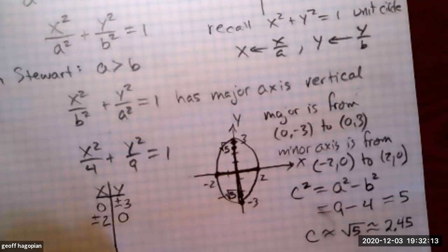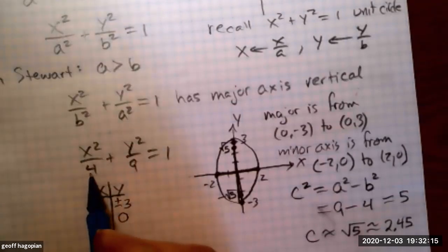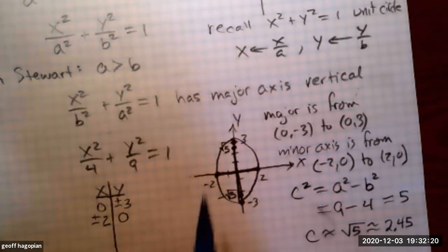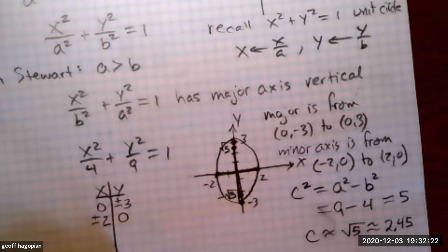All right, or if you were to say x squared over 9 plus y squared over 4, then this would be rotated 90 degrees, right? And you'd have an ellipse with the major axis on the x-axis. Okay, I think that's, oh, there's one other thing.